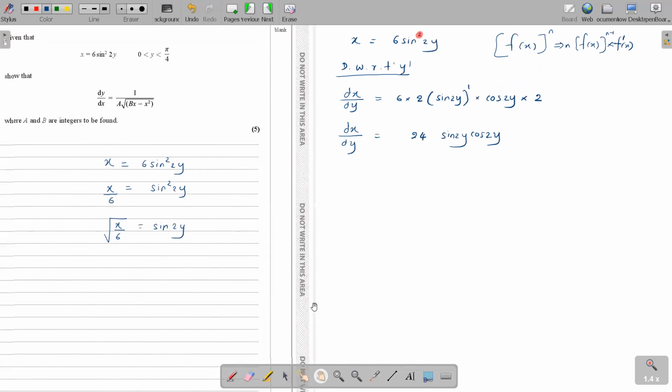Similarly, also get cos 2y. So how do I get cos 2y? Obviously, the easiest way to get it is by using the identity sine square theta plus cos square theta equals 1. In this case, the theta will be 2y. Sine square 2y plus cos square 2y equals 1. Sine square 2y, I have the value over here: sine square 2y equals x over 6.